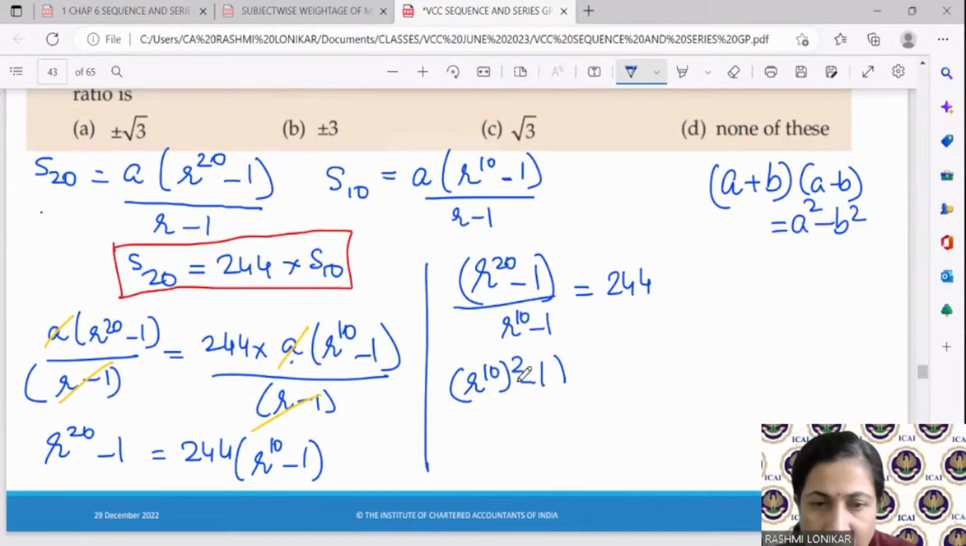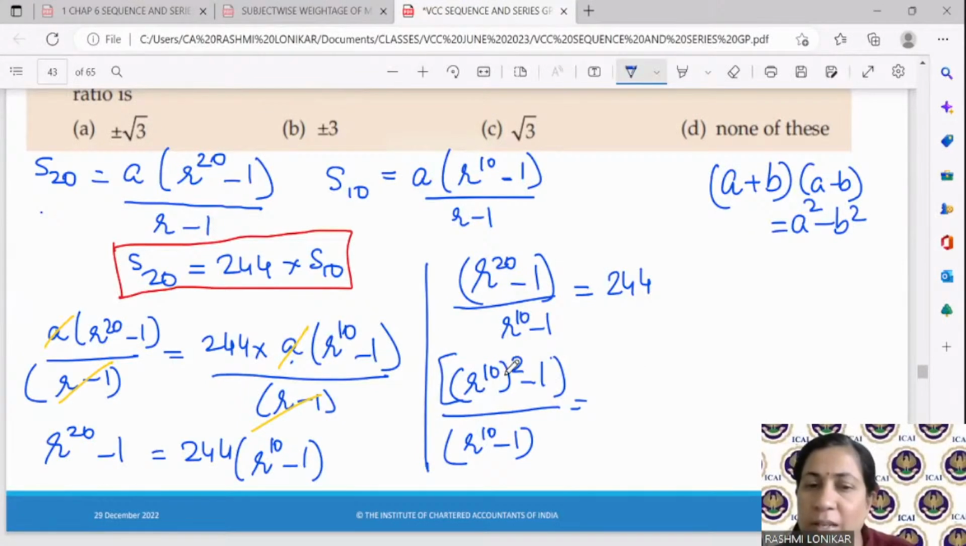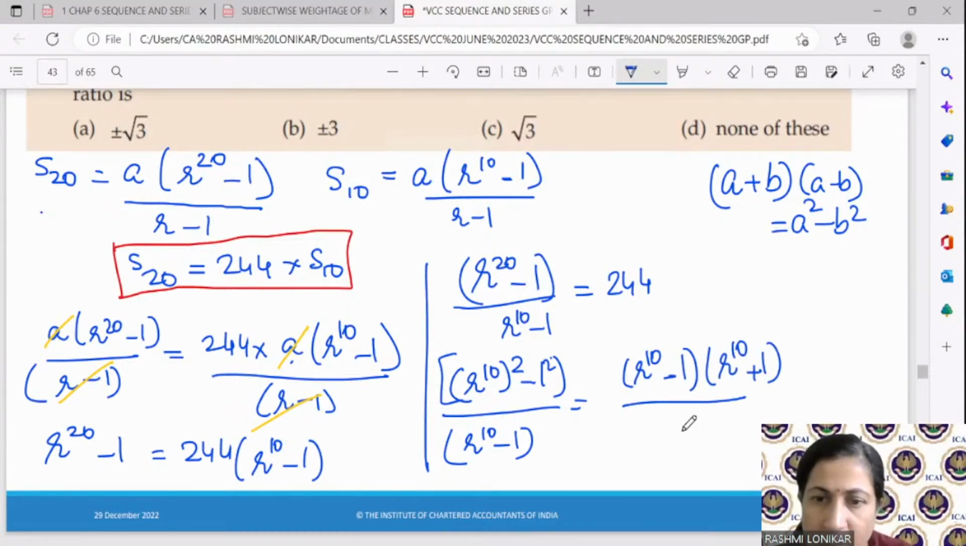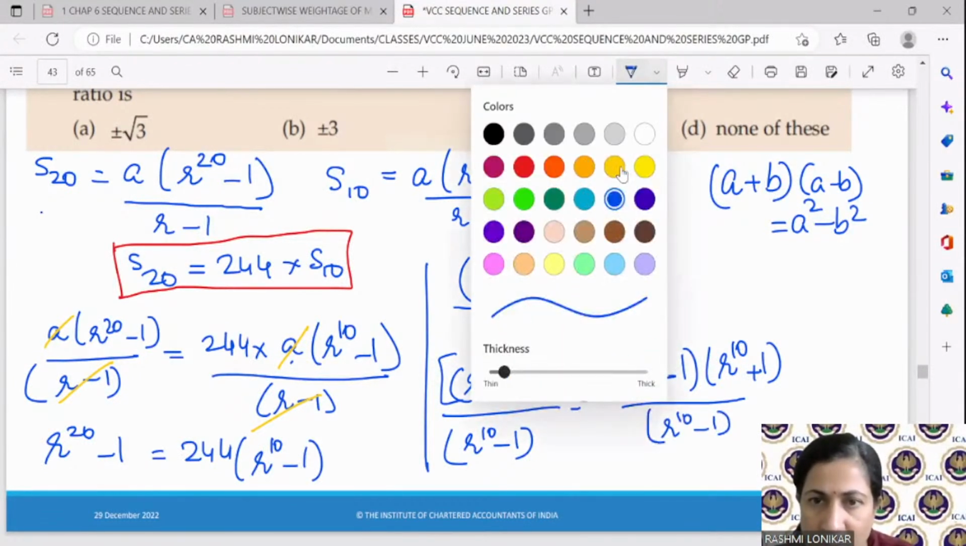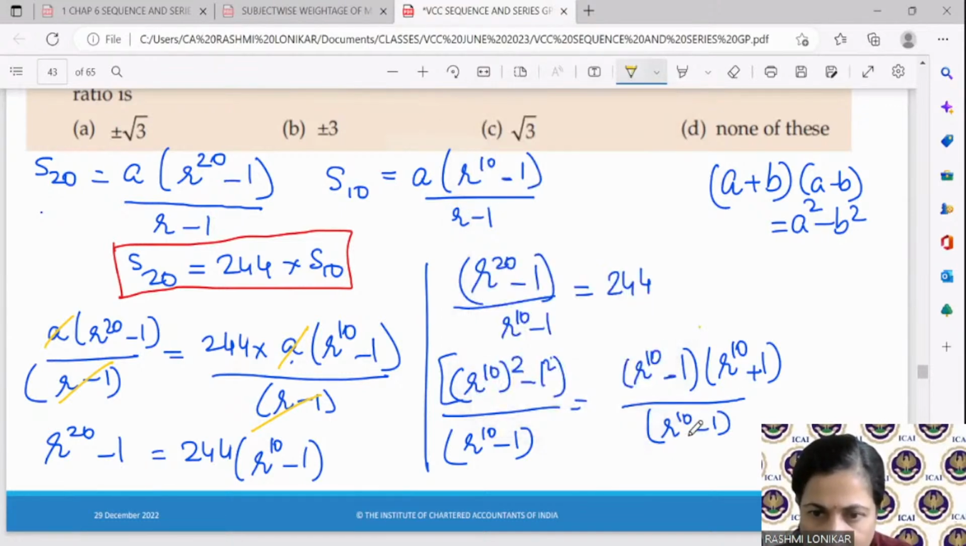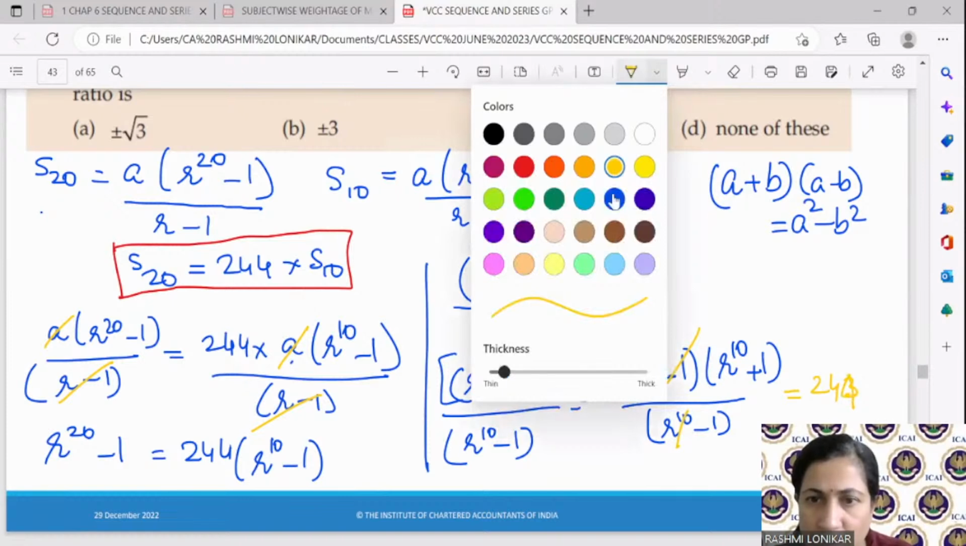Like the last time we have done, r raised to 10 minus 1. So this is r raised to 10 minus 1, in a square minus b square format. I can write 1 as 1 square. So this is r raised to 10 minus 1 into r raised to 10 plus 1, upon r raised to 10 minus 1. Again, the same thing, this cancels out. This is equal to 244.